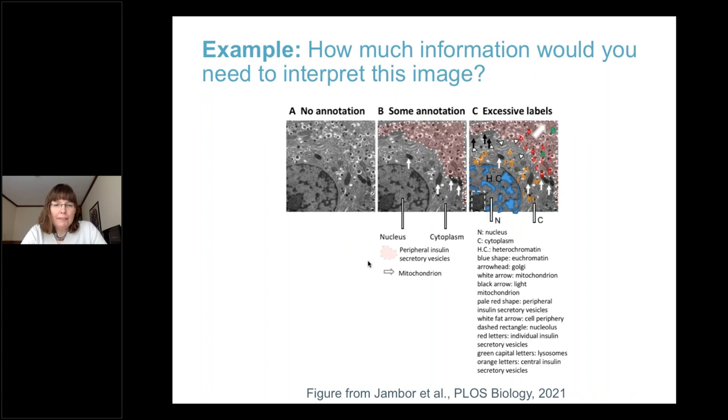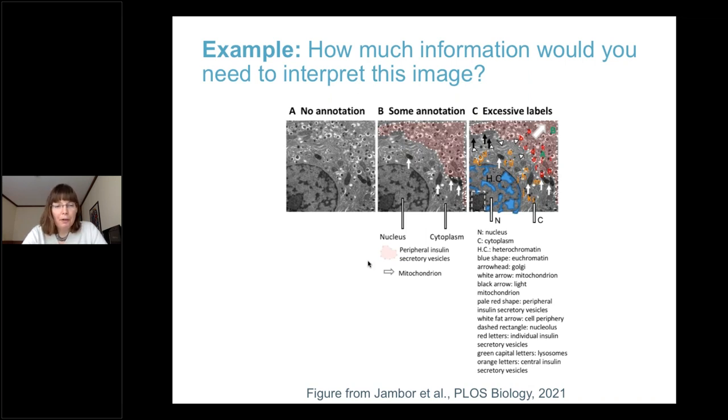Okay, so let's look at an example to think about some of these concepts. I'll ask you to think about how much information you might need to interpret this image. So the first version is what we commonly see in scientific papers. This is an electron microscopy image with no annotation.